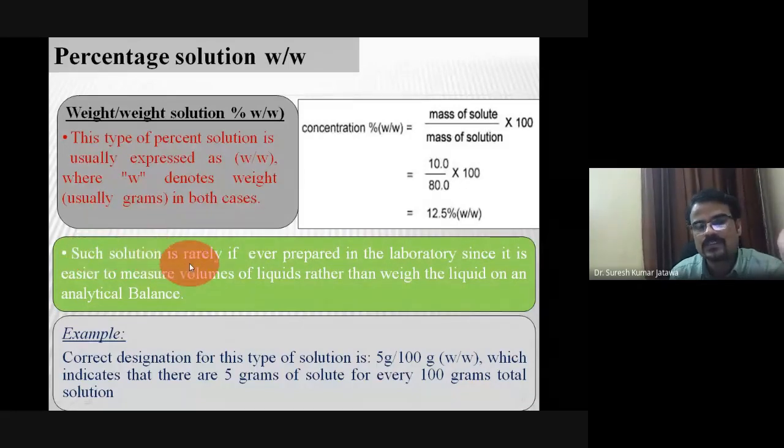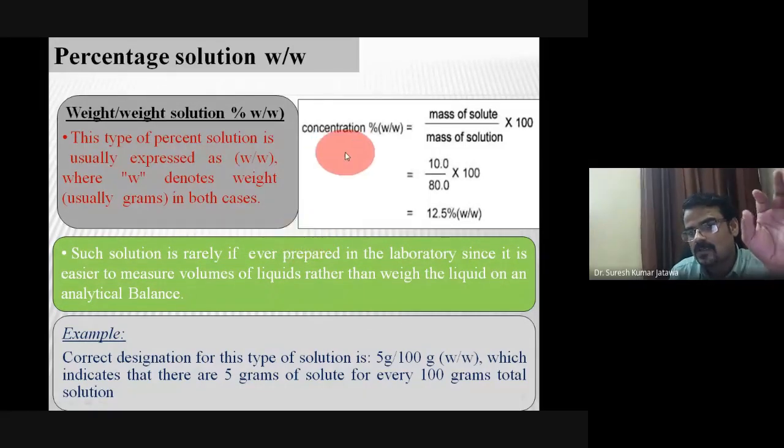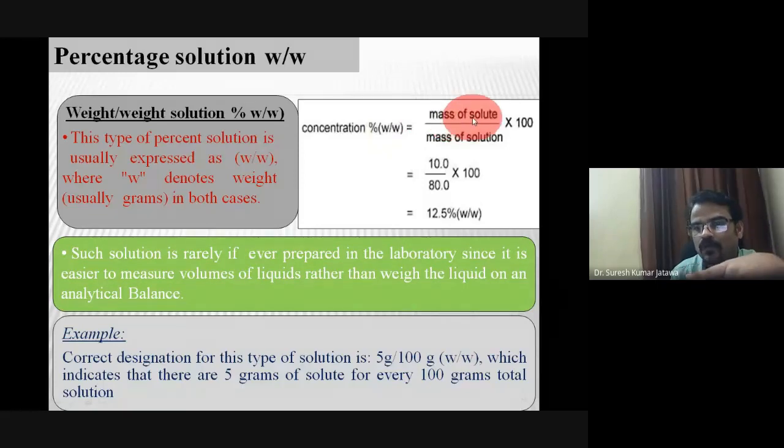Such solutions are rarely, if ever, prepared in the laboratory, since it is easier to measure volumes of liquid rather than weigh the liquid on an analytical balance. So for preparing a weight by weight solution, the formula is concentration percent weight by weight equals mass of solute upon mass of solution multiplied by 100.